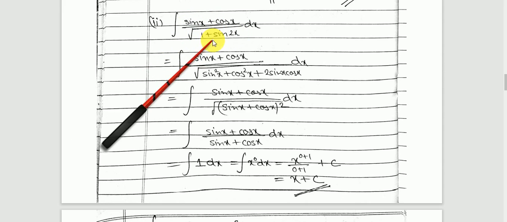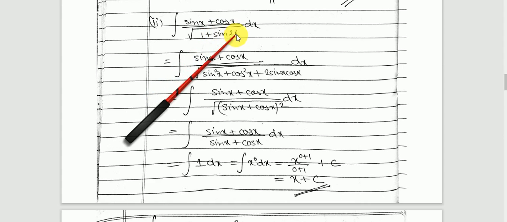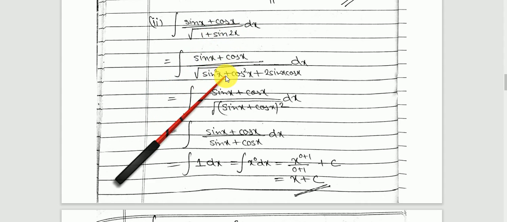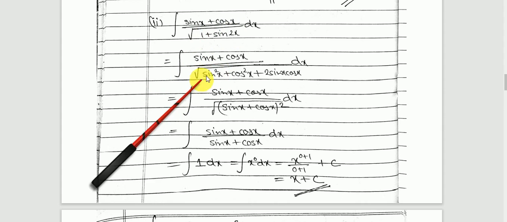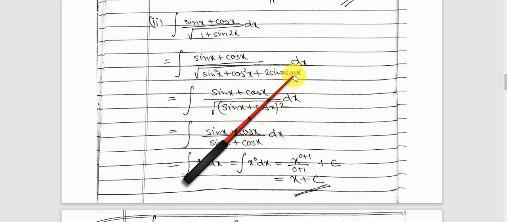Yes, but if you observe the denominator, you have 1 plus sin 2x, and this 1 can be written as sin square x plus cos square x, and this sin 2x can be written as 2 times sin x into cos x. So in the second step, the denominator can be written as sin square x plus cos square x plus 2 sin x into cos x.